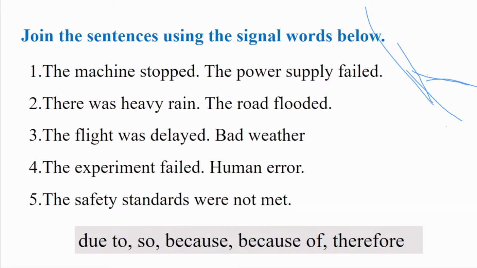Right? Then the experiment failed because of human error. එහෙම නැත්නම් due to human error කියන්නත් පුළුවන්. වැරදි නෑ. Right? So the experiment failed because of human error. Next one is the safety standards were not met. Therefore, the safety standards were not met with the thing.